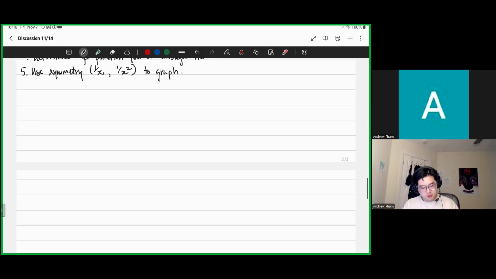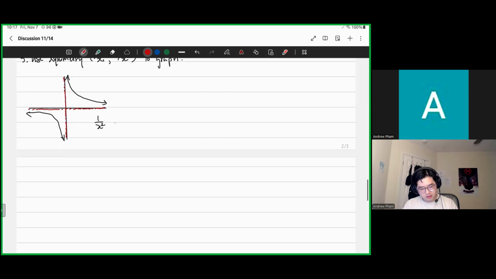So what do the parent functions look like? I think I've drawn it a couple of times before, but this is what it looks like. So 1 over x looks like this. It has this shape. If you look carefully, you can see that if I set the bottom equal to zero, I have a vertical asymptote at zero. That's why, as I approach from the left and from the right towards zero, I'm going towards infinity. So that shows you the definition of the vertical asymptote.